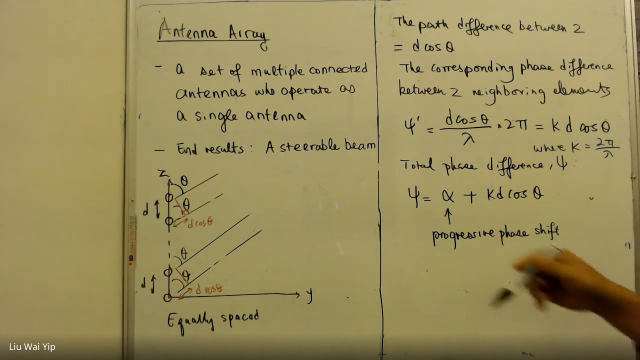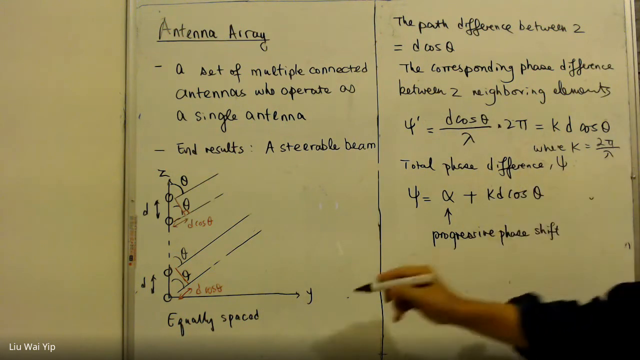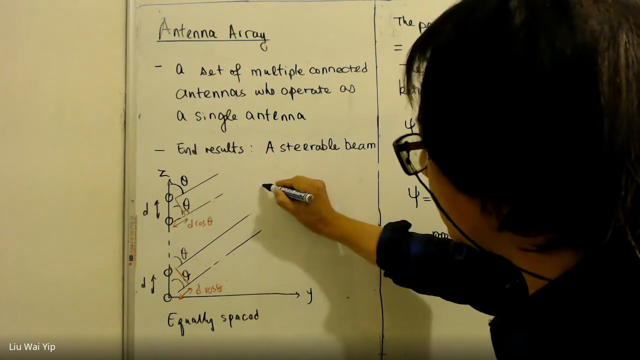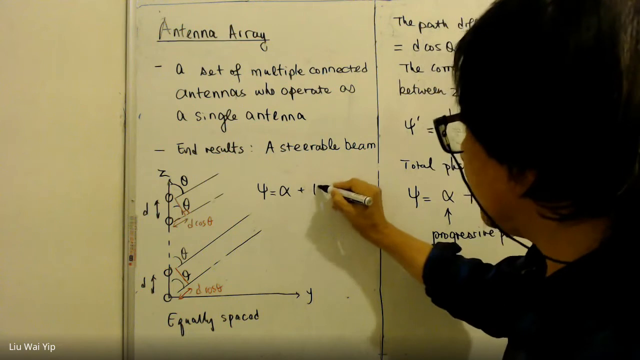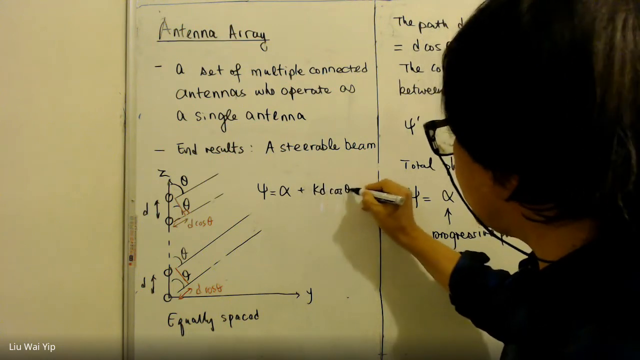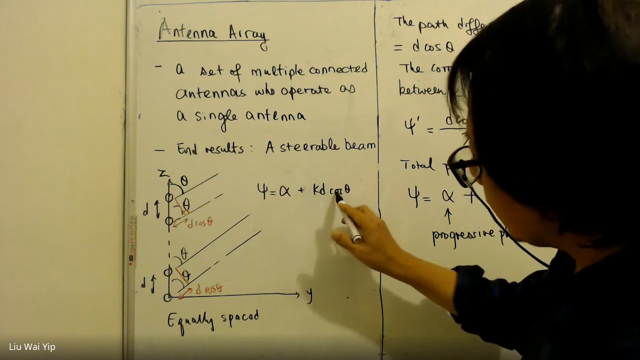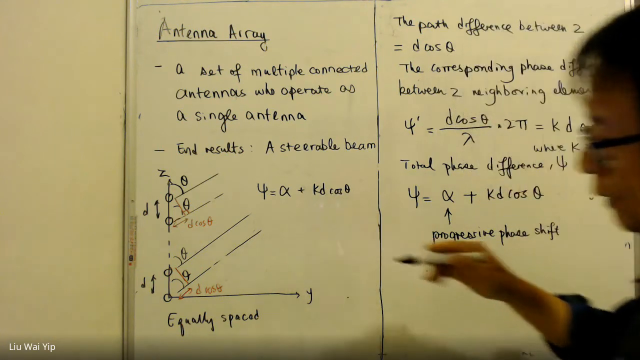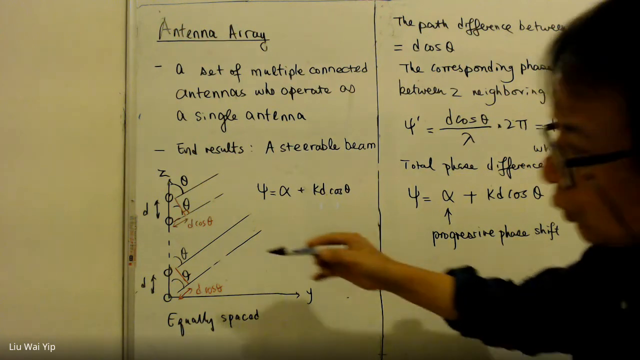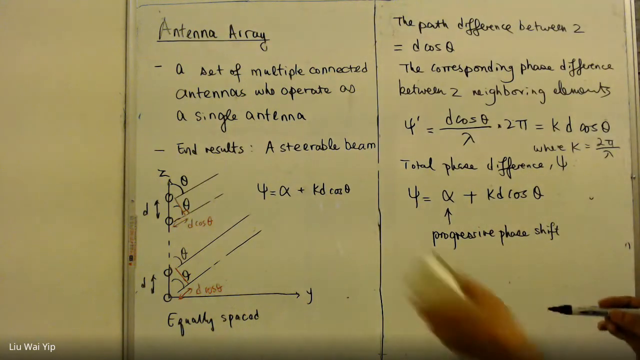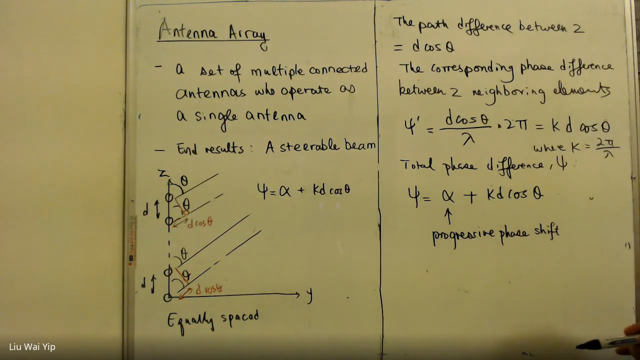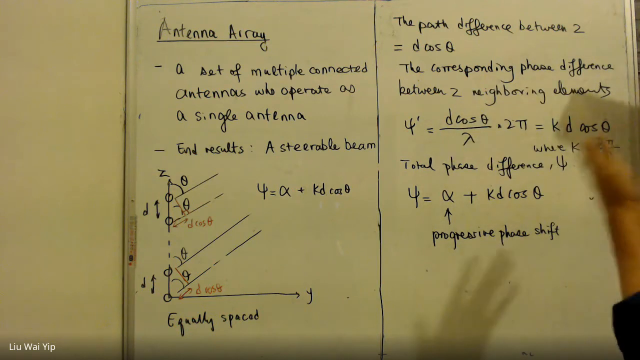Okay, so let's write down the important issue, right? We have the phase difference being equal to alpha plus kd cos theta. kd cos theta is the phase difference between two neighboring elements as a result of this spacing. But alpha here is artificially generated. And this is how the antenna array system works. And now, I presume you have no problem with this.